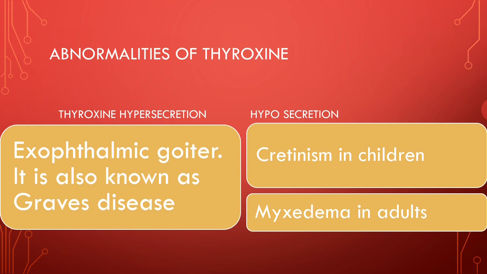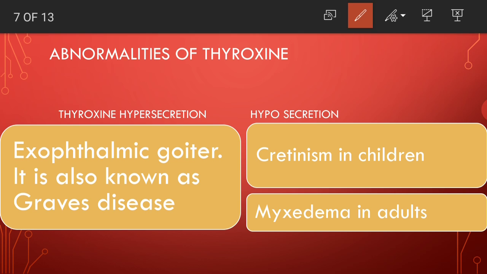Abnormalities of thyroxine. Thyroxine hormone is secreted from thyroid gland. Hypersecretion of thyroxine results in exophthalmic goiter, and the persons who are suffering from this exophthalmic goiter are known as exophthalmos. Exophthalmic goiter is a condition where eyeballs are protruded out due to the accumulation of mucus beneath them. It is also known as Graves' disease.